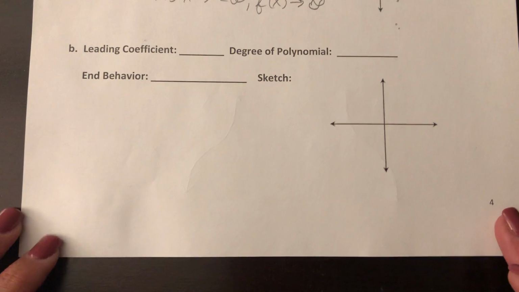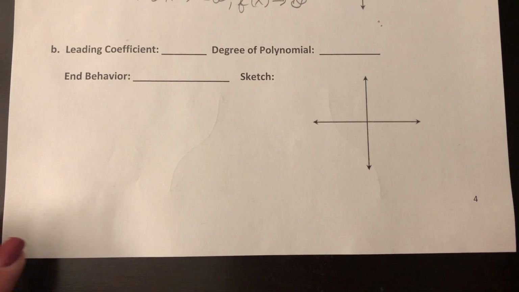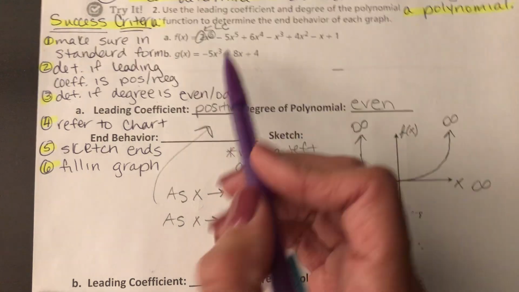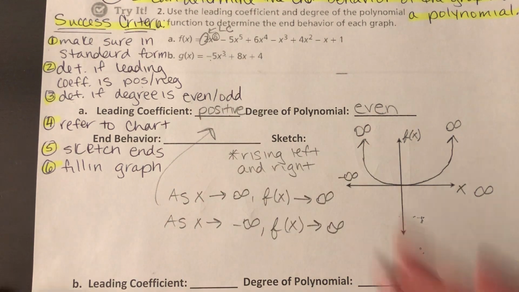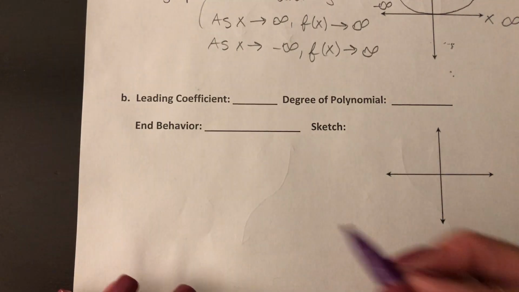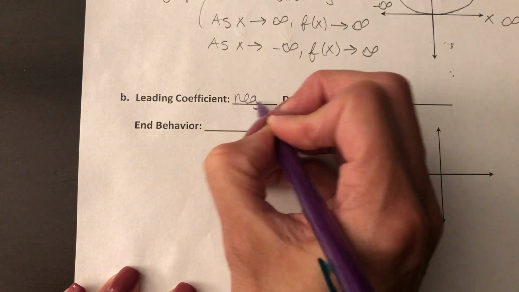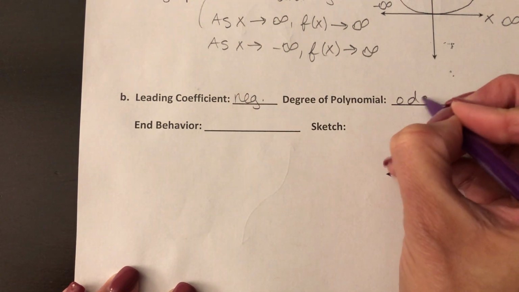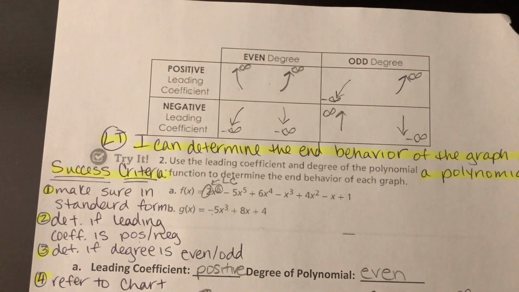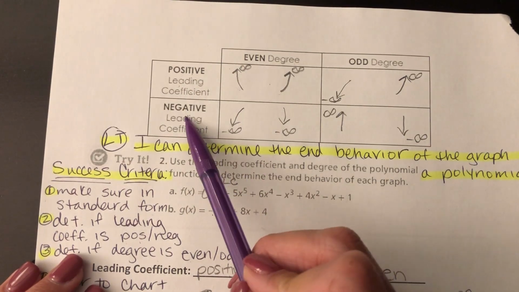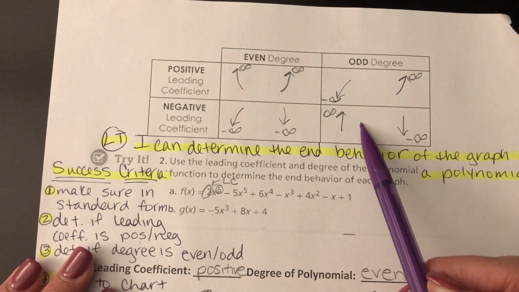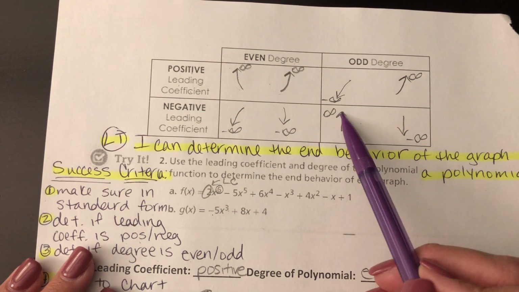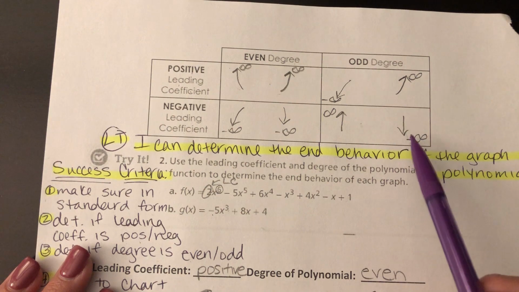All right, let's see how you did for B here. So looking up here, my leading coefficient is negative with an odd degree. So I'll look up at my chart. So negative, odd, it's going to rise to the left and fall to the right.